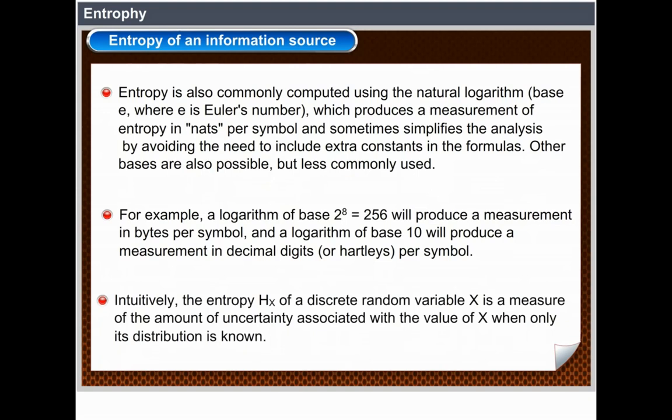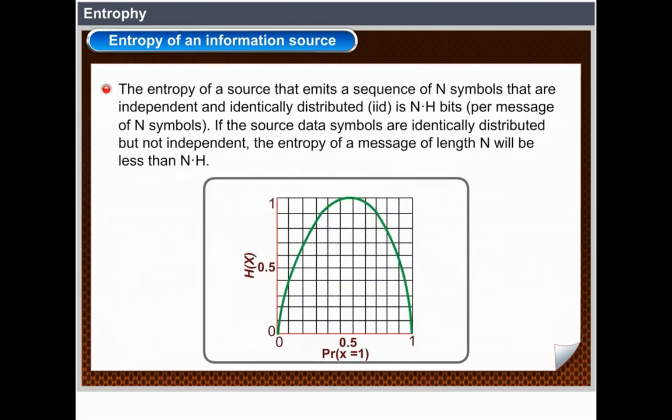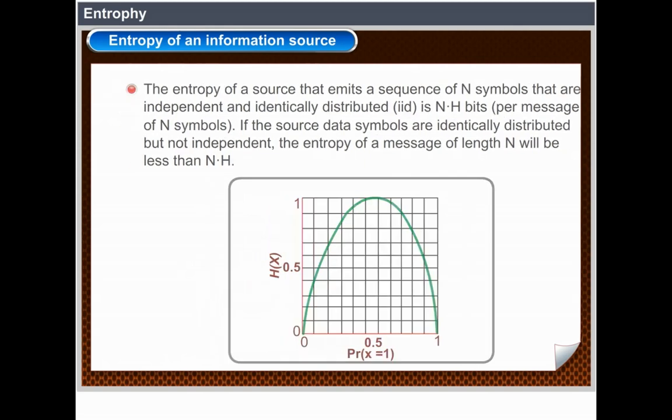Intuitively, the entropy H(X) of a discrete random variable X is a measure of the amount of uncertainty associated with the value of X when only its distribution is known. The entropy of a source that emits a sequence of n symbols that are independent and identically distributed, IID, is nH bits per message of n symbols. If the source data symbols are identically distributed but not independent, the entropy of a message of length n will be less than nH.